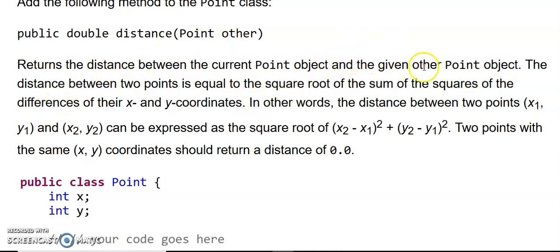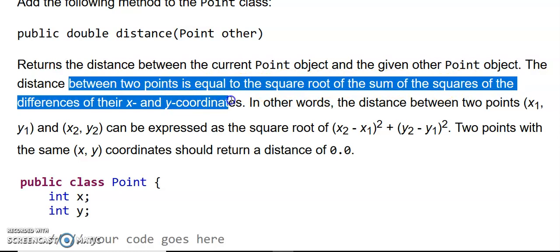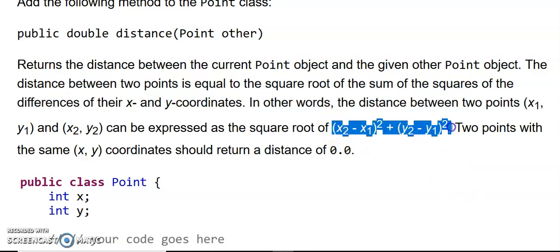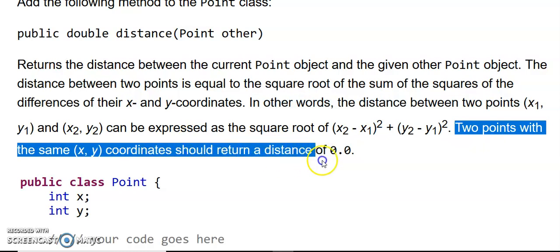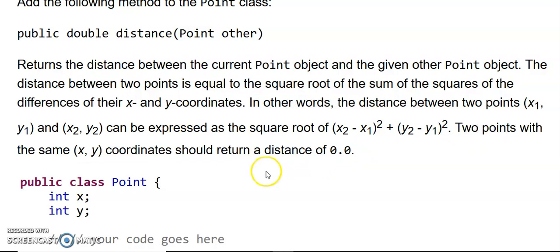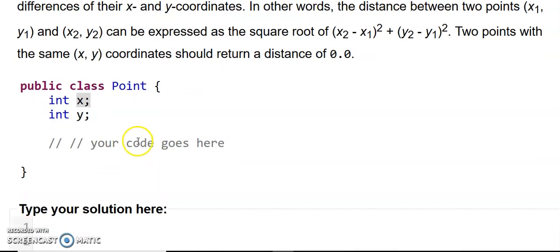It says returns the distance between the 2 points. The distance between 2 points is equal to the square root of the sum of the squares of the differences of their x and y coordinates. The square root of the sum of the squares of the differences of the x's and the y's, as it shows here. So we'll have to code that. The 2 points with the same xy coordinates should return a distance of 0.0. Okay, so you have an x and you have a y, of course, for both points.